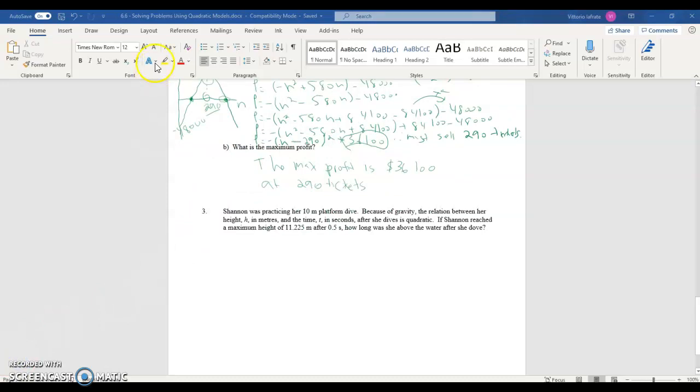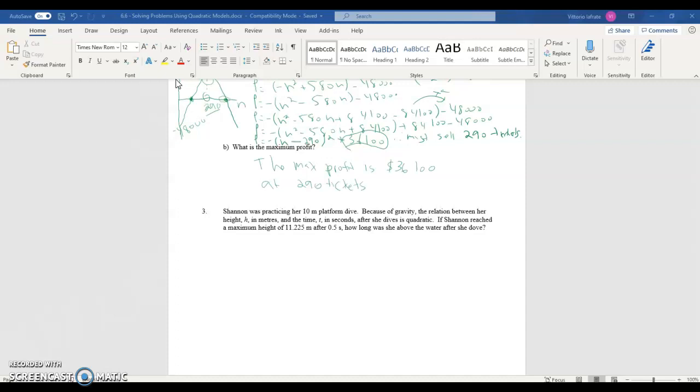So now we'll do our last question. Here we have Shannon who's practicing her 10-meter platform dive. Because of gravity, the relation between her height in meters and the time in seconds after she dives is quadratic, which means we have a parabola happening. If Shannon reached a maximum height of 11.225 meters after 0.5 seconds, how long was she above the water after she dove?